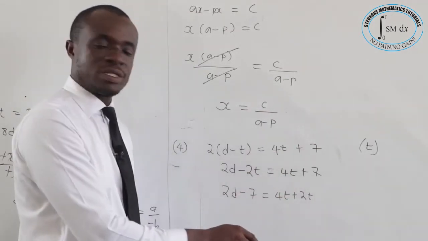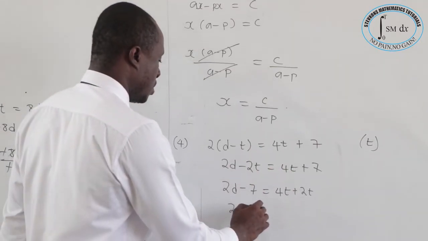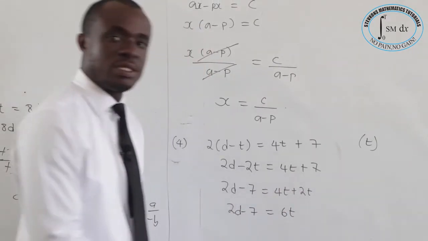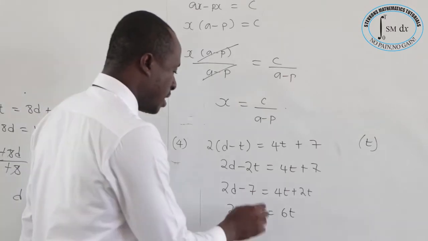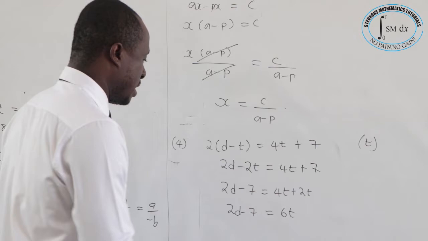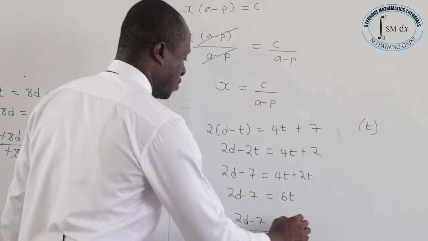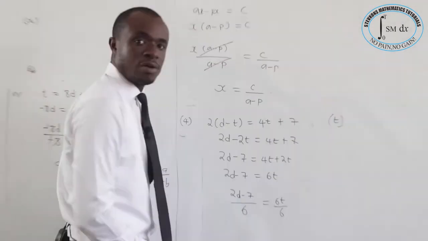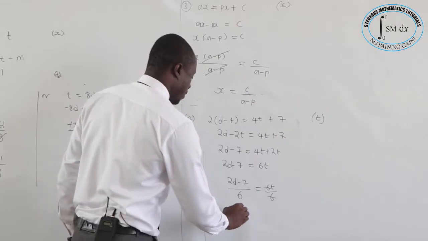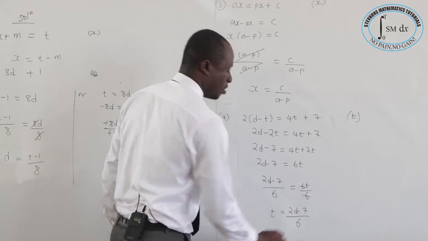Negative crossing becoming positive. Positive crossing becoming what? Negative. So I have 2d minus 7 equal to 6t. 4t plus 2t giving me 6t. Now I want to find t. So what should I do? Divide both sides by 6. So I have 2d minus 7 over 6 equal to 6t all over 6. Clearly this 6 is cancelling out that 6. So I have my t to be 2d minus 7 all over 6.